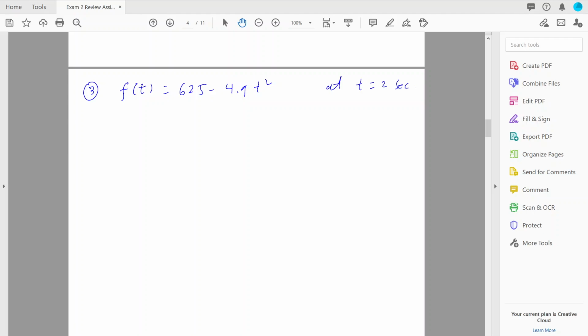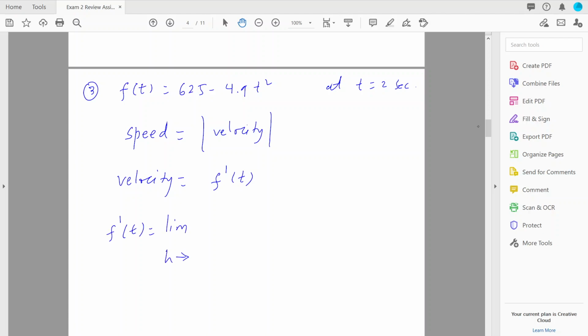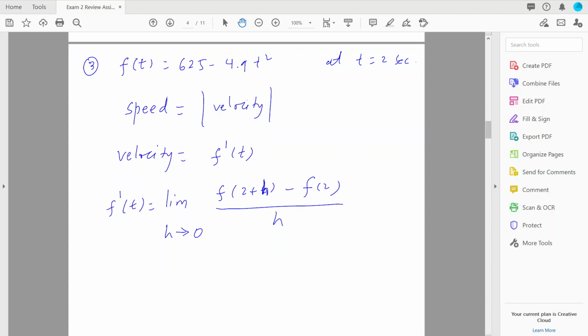Okay, so this is the relation you have to remember. Speed is equal to the absolute value of the velocity, and velocity means it's the derivative of this function. And for finding the derivative, I'm using the very same idea, the limit of f of 2 plus h minus f of 2, divided by h. Just plug the value of this function at 2 plus h and f of 2, and then simplify it. So let's plug the value.